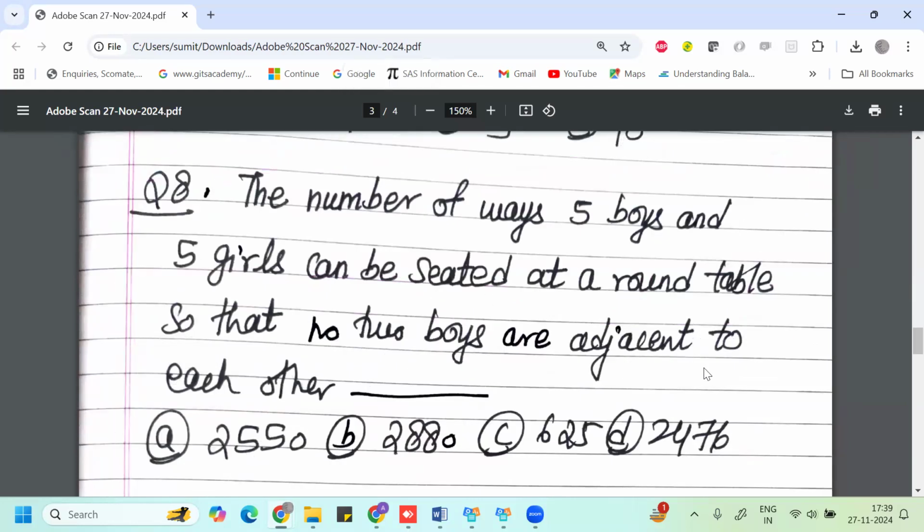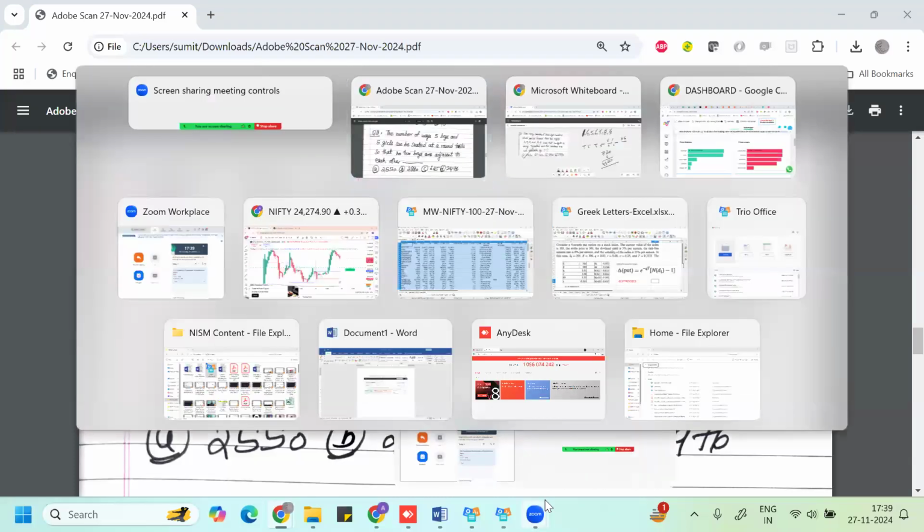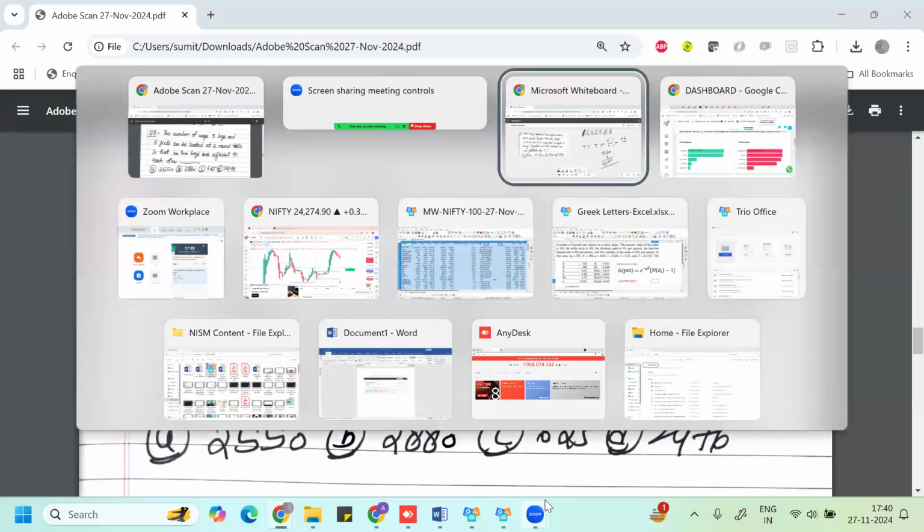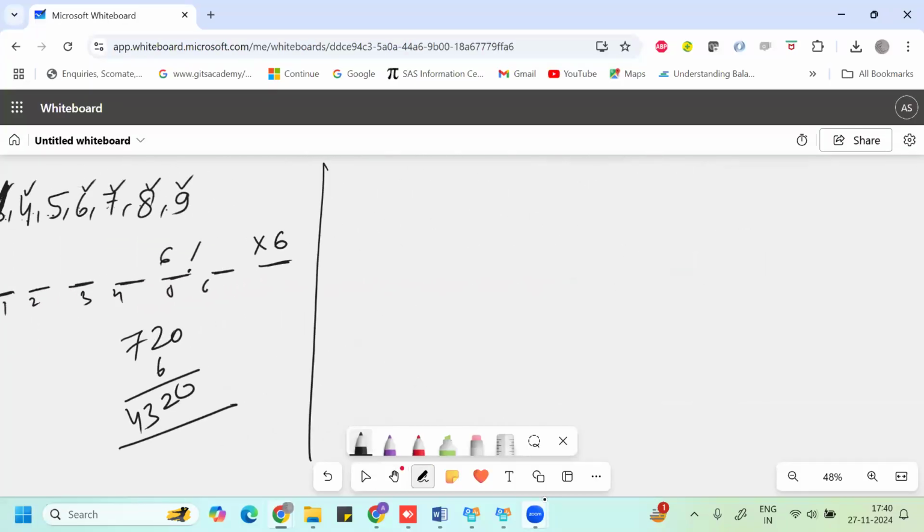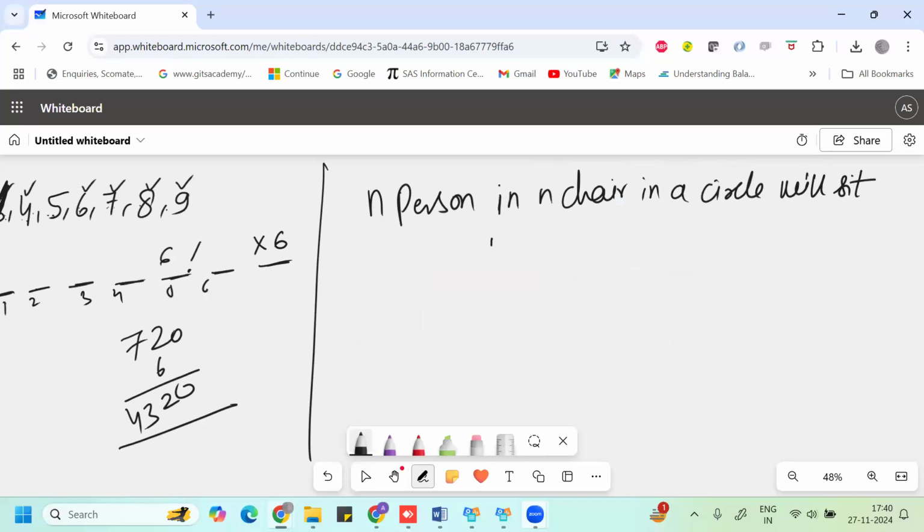Before I talk about question number 8, I want you to know that whenever we are discussing circular arrangement, n persons sitting in n chairs in a circle can sit in n minus 1 factorial ways. Why? Because in a circle, there is no starting or end point.